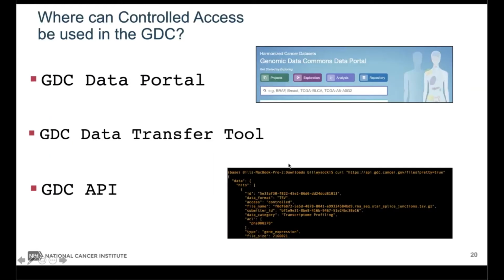So now you might be asking, where can controlled access be used in the GDC? I told you how to get the token and what to do with it, but now you might be interested in downloading data. Of course you are. So we have three main places where controlled access can be used. We have the GDC Data Portal, the GDC Data Transfer Tool, and the GDC API.